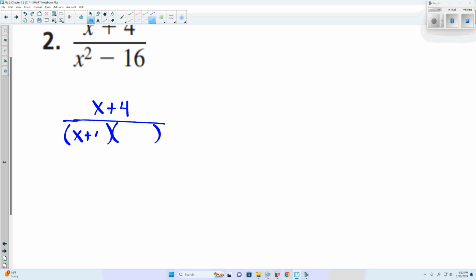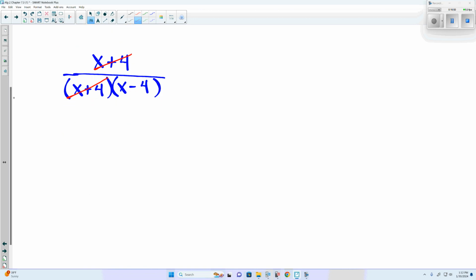And since it's a difference of perfect squares, we'd have x plus 4 and x minus 4. Since it's a difference of perfect squares, it factors that way. Now, what is in common on top and bottom? The x plus 4 and x plus 4, yes? Now we still have a fraction because x minus 4 is left in the denominator, the bottom. We would put 1. Because when anything simplifies out completely, it reduces to 1.